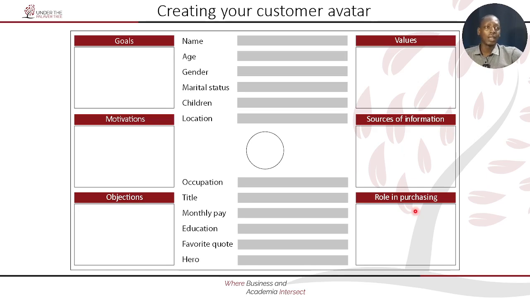Then finally, extremely important also is what is their role in purchasing? Are they the person who actually has the money and who is going to buy your product? Or do they have to convince someone else who has the money in order to be able to buy that product? Some of the nuances, we'll see those in the practical session in a couple minutes.